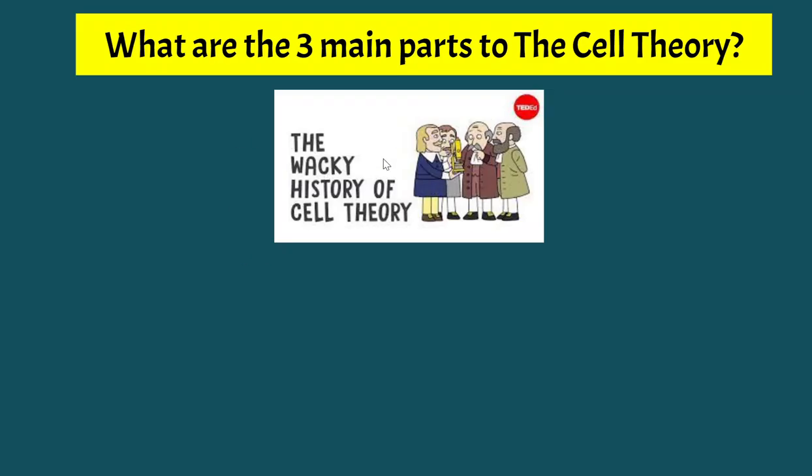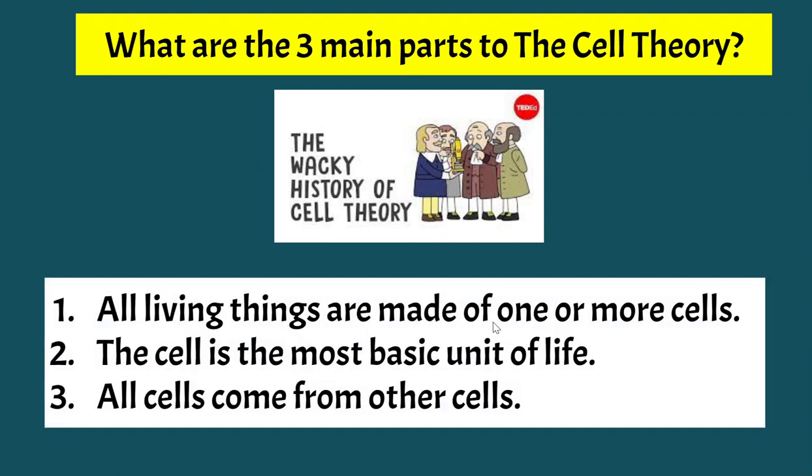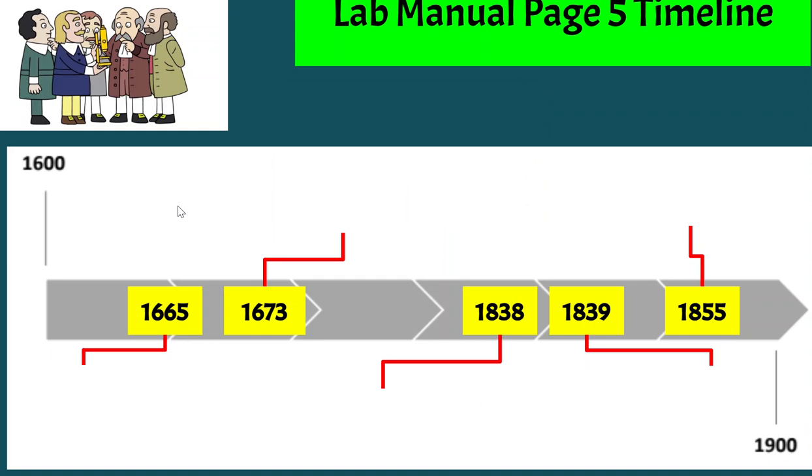Okay, so these guys, as they have worked together, and then of course many, many other scientists as well, they have come up with a theory about cells. So we know that all living things are made of 1 or more cells. Part 2 is the cell is the most basic unit of life. Finally, number 3 says that all cells come from other cells.